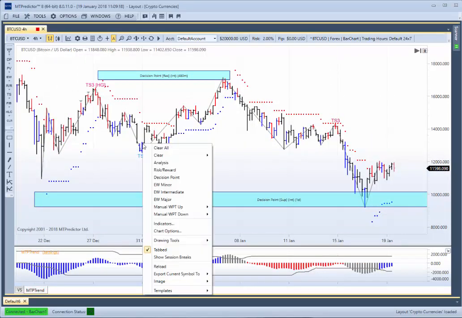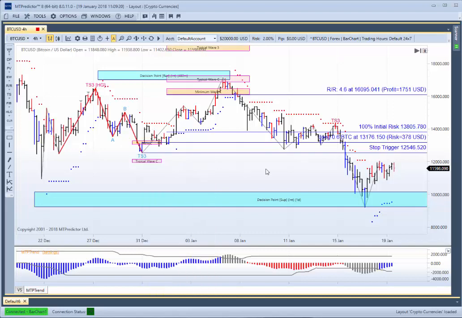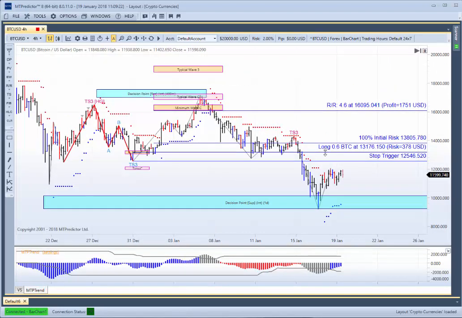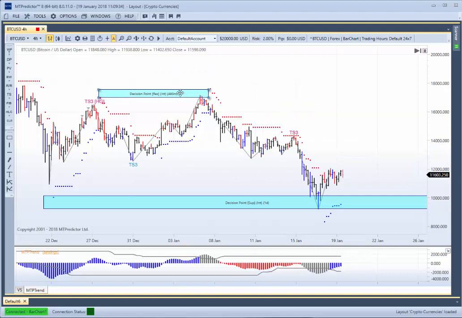So if I right mouse click over this blue buy bar, do the analysis, you can see here it would be telling you to go long 0.6 Bitcoin for a $378 risk, but there would be your trade up into that first target there for a potential 4.6R profit. The market then went into that decision point resistance area, then rolled over.